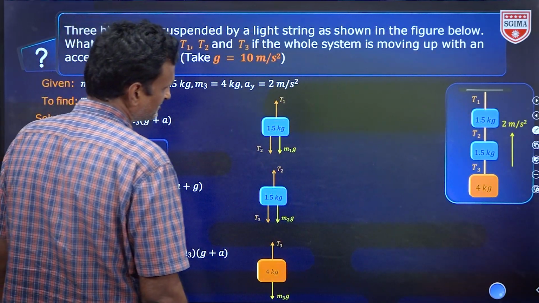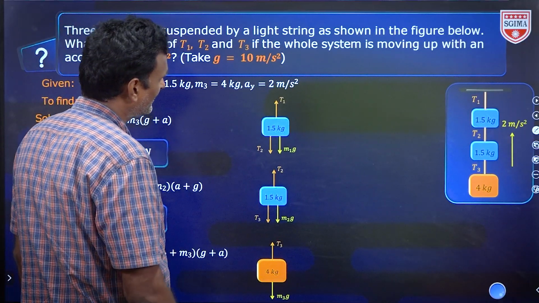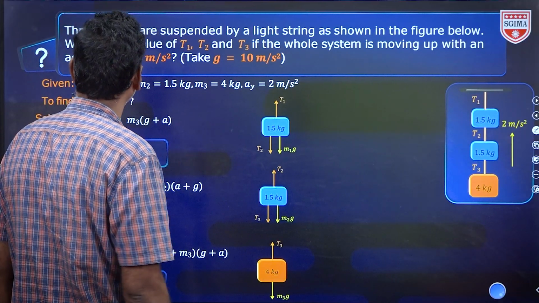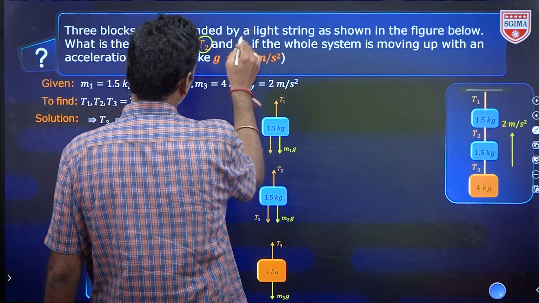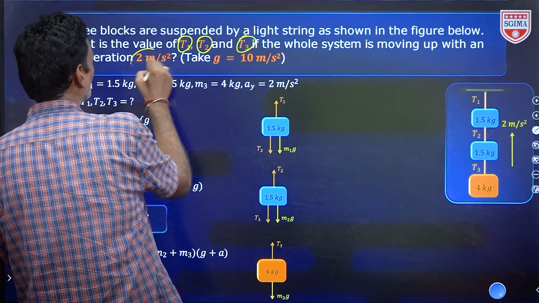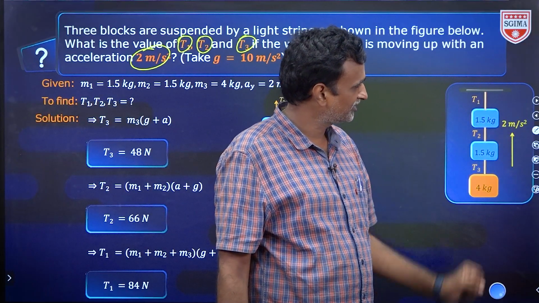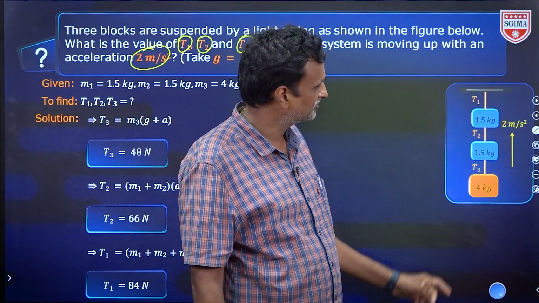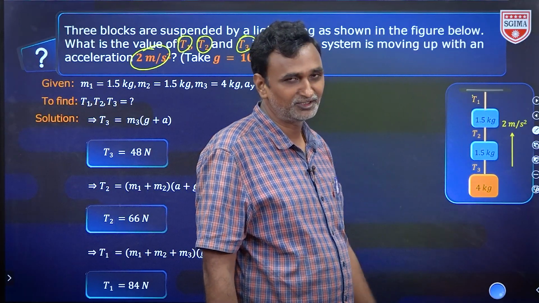Here is a question based on the same concept. Three blocks are suspended by a light string as shown in the figure below. What is the value of T1, T2, T3? They are asking us to find three tensions. The whole system is moving up with an acceleration of 2 meters per second squared. Then T1, T2, T3 we need to find.